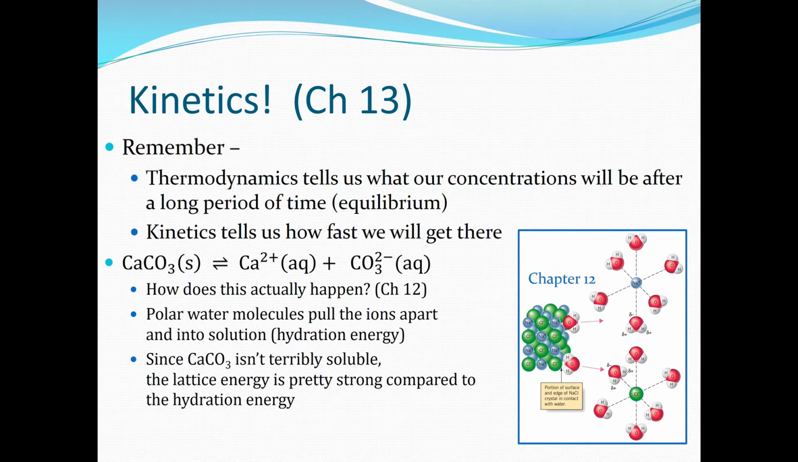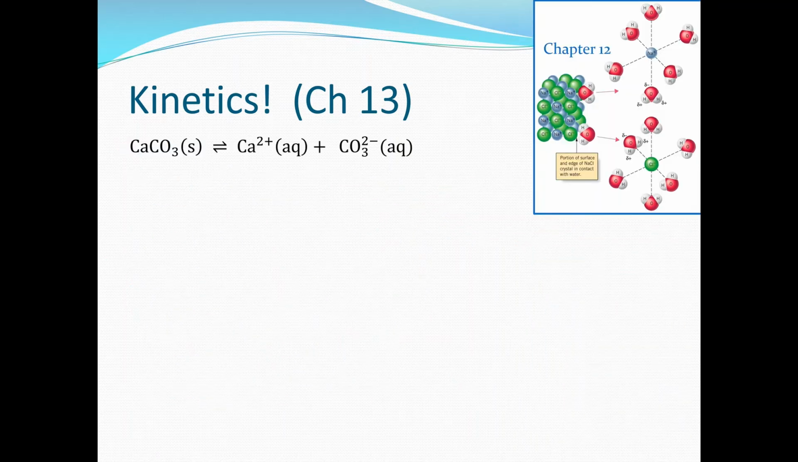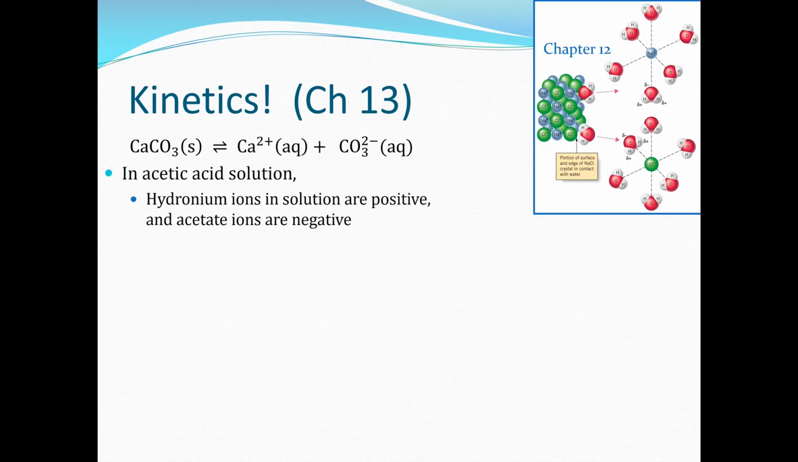Okay, so that's just water by itself, right? What if we take this into our acetic acid solution? When the acetic acid dissociates, we also have hydronium ions floating around and acetate ions floating around, right? We've got the H3O+, we've got acetate itself. The acetate is negative, the hydronium ions are positive. So instead of just having water molecules in the solvent that can pull the calcium and the carbonate out, we also have these positively charged ions and these negatively charged ions.